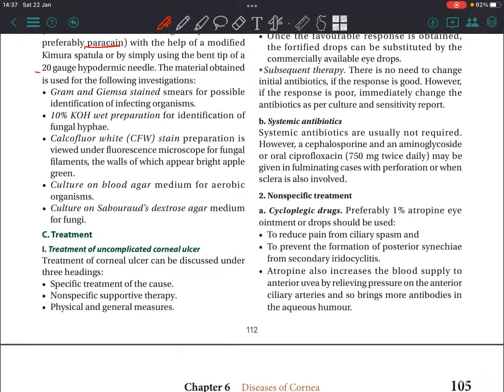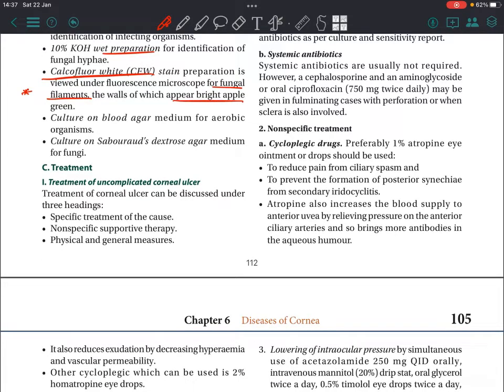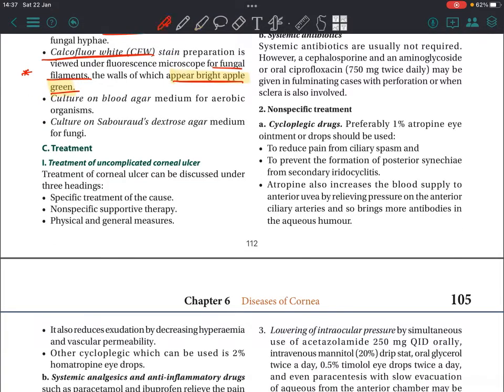Material obtained is used for the following investigations: Gram and Giemsa stain smears for possible identification of the infecting organism, 10% KOH wet preparation, and calcofluor white preparation, which is viewed under fluorescent microscope for fungal filaments, which appear bright apple green. Culture on blood agar medium for aerobic organisms. Culture on Sabouraud dextrose agar medium for fungi.